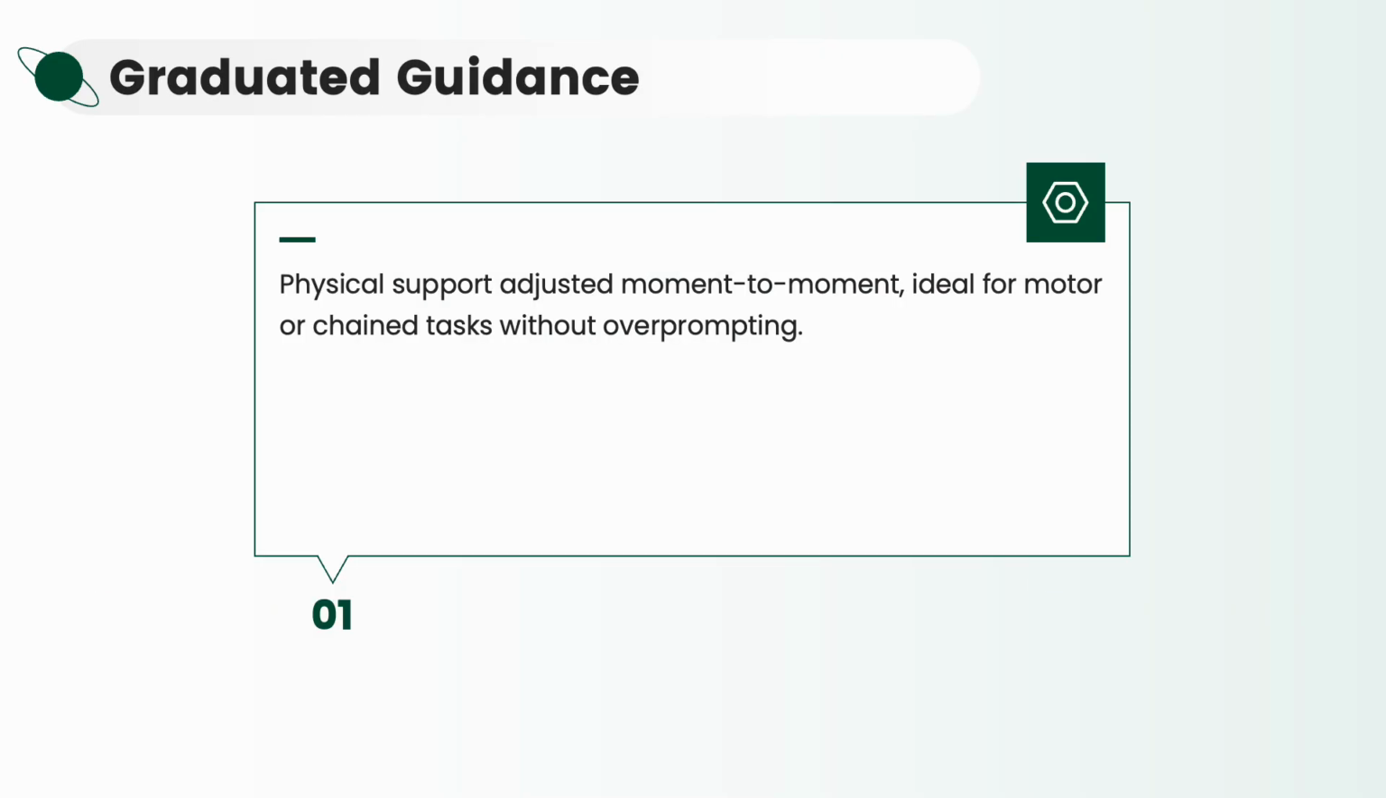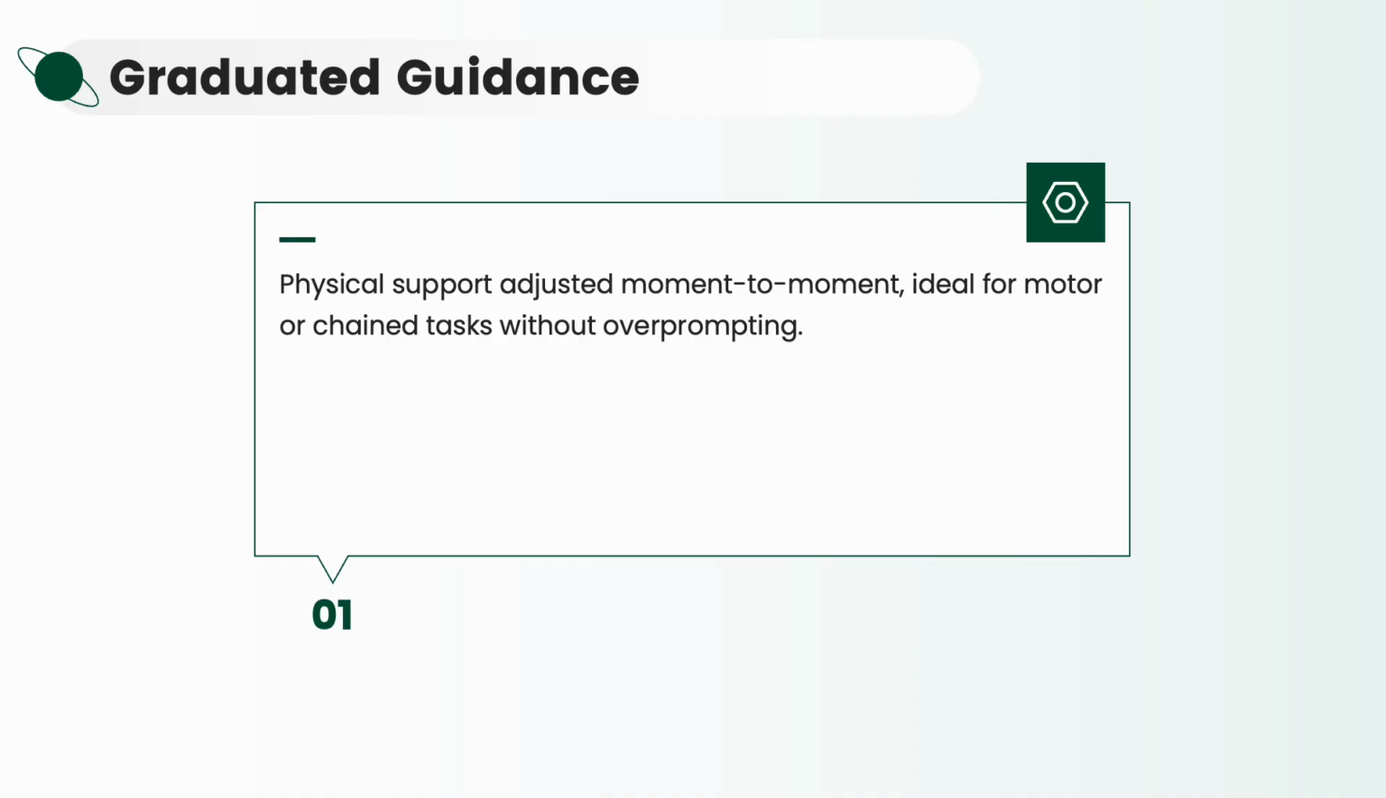Finally, we have graduated guidance, which is often used with physical prompting. This is a little different from others. Graduated guidance means you are providing physical support, but adjusting it moment to moment, based on the learner's performance. What does this look like? Instead of a full physical prompt, then stopping, you start with full physical, then lighten your touch as the learner starts to take over. So you're constantly adjusting in real time.